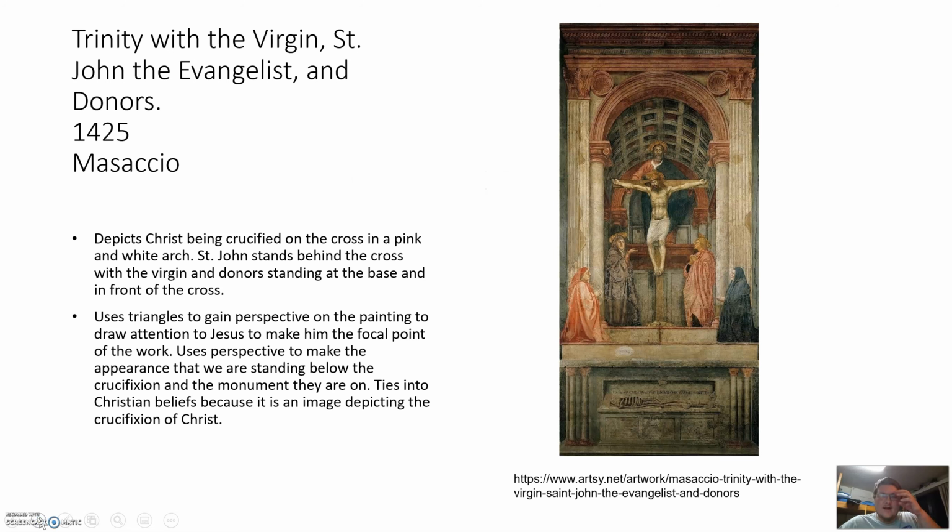Here in our first piece, we have Trinity with the Virgin, St. John the Evangelist, and donors, made in 1425 by Masaccio. This image depicts Christ being crucified on the cross in a pink and white arch, with St. John standing behind him, with the Virgin and donor standing at the base and in front of the cross. This image uses triangles to gain perspective on the painting, to draw attention to Jesus, to make him the focal point of the work. It uses perspective to make the appearance that we are standing below the crucifixion and the moment they are in the monument they are on.